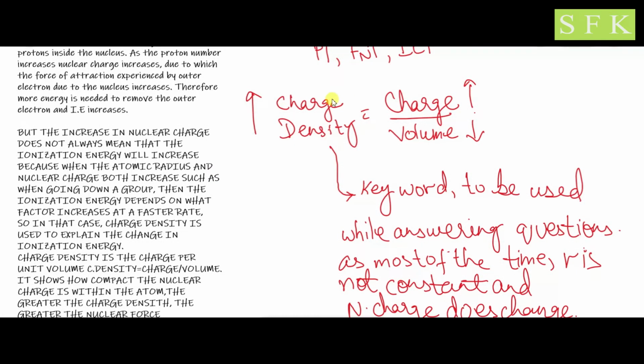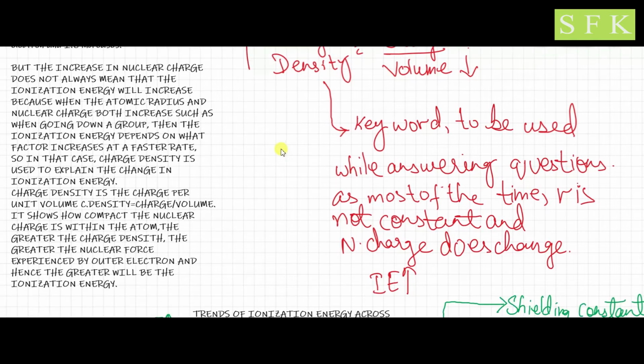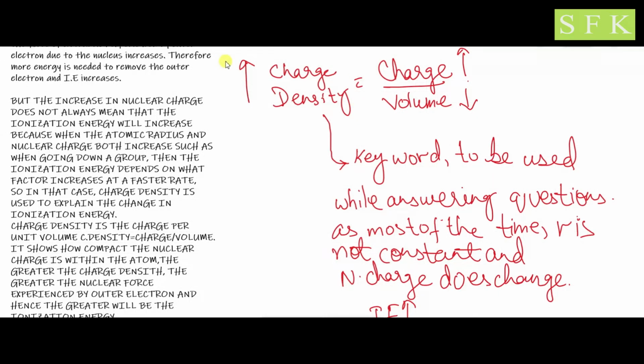Charge density by definition is the charge per unit volume. If we either increase the charge or decrease the volume, the charge density increases. The charge density is basically a measure of how compact the nuclear charge is within the atom. So the more the charge density, the greater will be the nuclear force of attraction experienced by the outermost electron, and the greater will be the ionization energy.